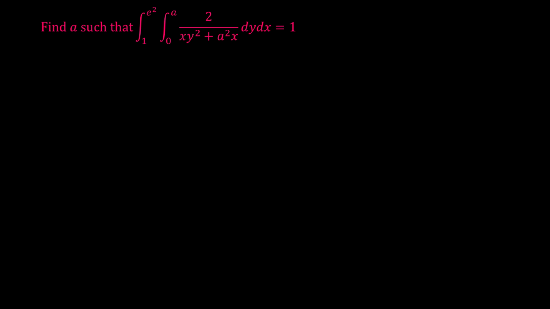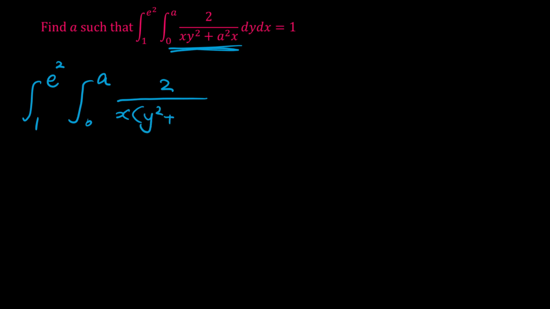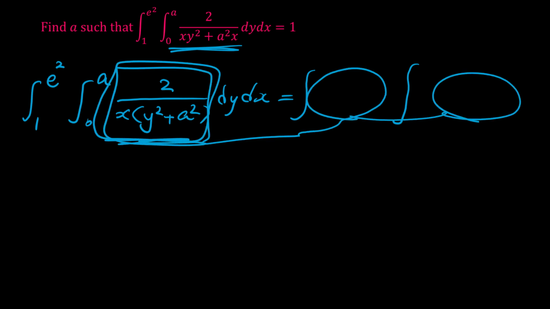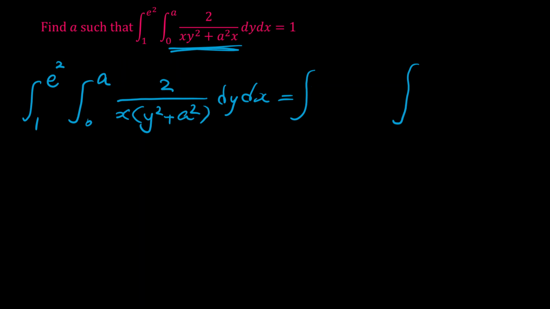Note that this given integral can be written in the form of the integral of 1 to e to the 2, integral 0 to a of 2 over x times (y to the 2 plus a to the 2) dy dx. From these two terms, if we factor x, we can write the denominator in the form of y to the 2 plus a to the 2. Now again, I am going to separate this expression and write it as the product of two expressions. One expression is only in terms of x, the other part is only in terms of y.